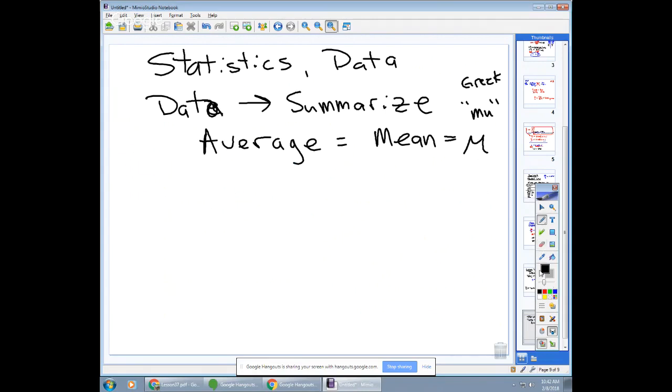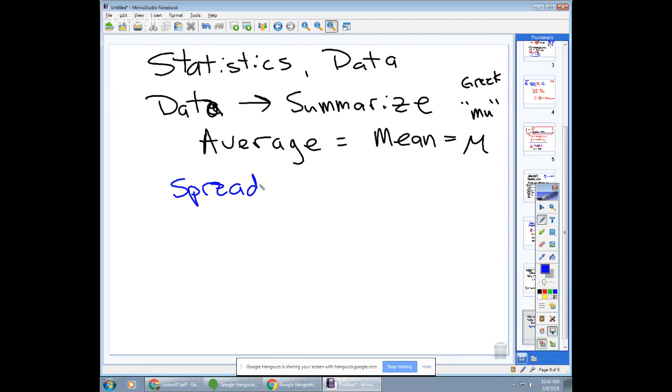Now, another important idea in data is trying to talk about the spread of the data. How spread out is it? Because there's lots of data sets that are going to have the same middle, and some data sets might be tightly packed, other data sets might be way spread out. Okay, so it just kind of depends.